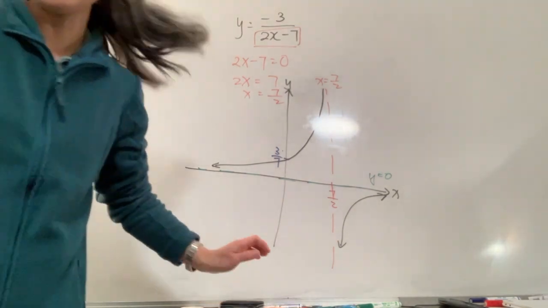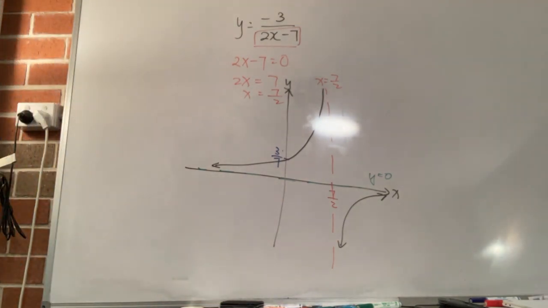Try the next one by yourself. Find the dotted line, the vertical asymptote, and find the horizontal asymptote.